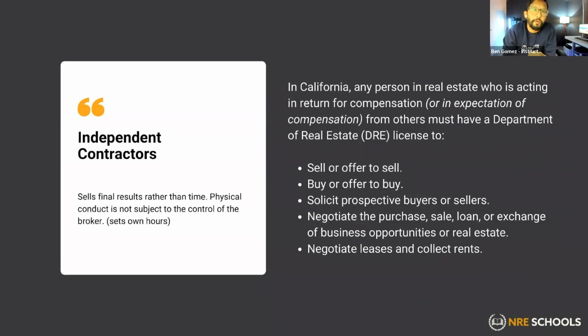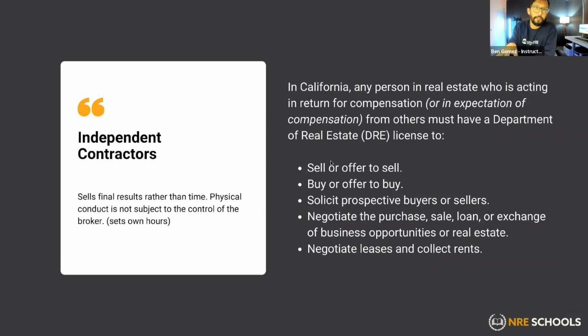A W-2 employee receives an hourly wage, receives a salary, has taxes taken out. Independent contractors are different. We sell final results rather than time. We set our own hours. We're not under those employment laws. In California, any person representing someone else for compensation must have a Department of Real Estate license. And that's what you guys are all here for.